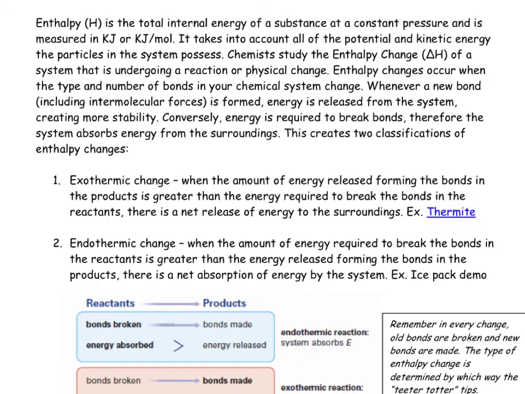First, exothermic change, when the amount of energy released forming the bonds in the products is greater than the energy required to break the bonds in the reactants. There is a net release of energy to the surroundings. And 2, endothermic change, when the amount of energy required to break the bonds in the reactants is greater than the energy released forming the bonds in the products, there is a net absorption of energy by the system.